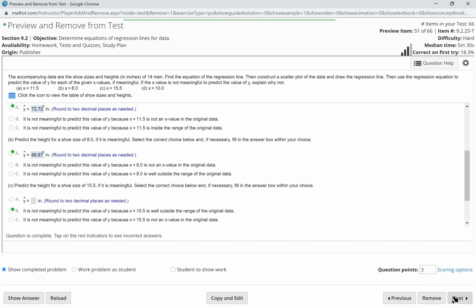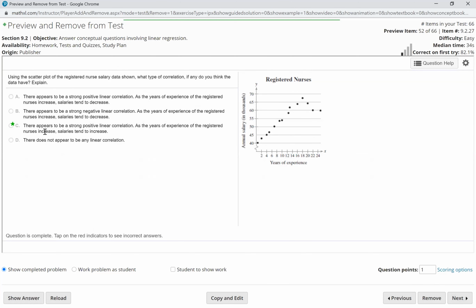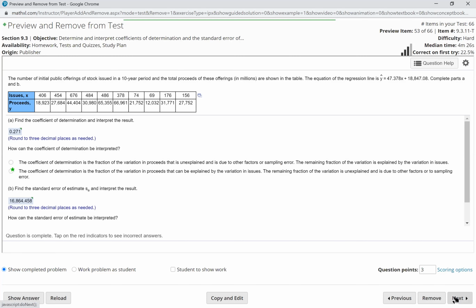Same question, I'm gonna skip this. Here he's asking you what do you think? There appears to be a strong positive linear correlation: as the years of experience of the registered nurses increase, the salary tends to increase. All right.